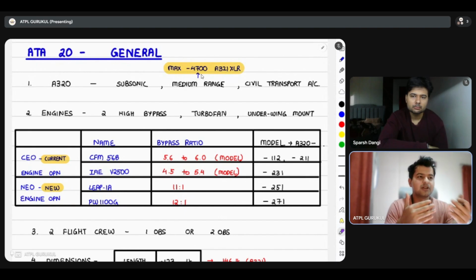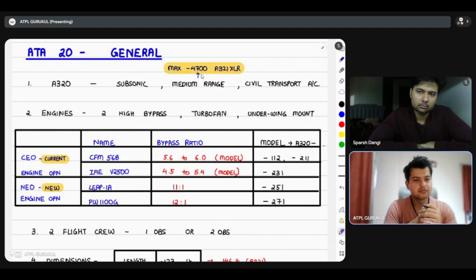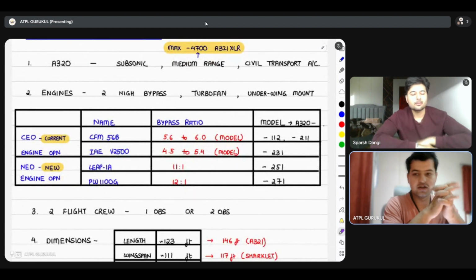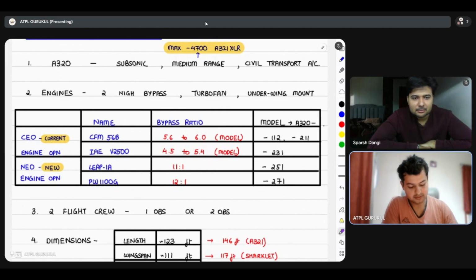Earlier the fuel consumption used to be like 2200 to 2400 kgs per hour. Now, with the help of the new engine, it has gone down to 1800 kgs per hour. You can calculate it's a good 20 to 25% reduction. Okay, so fuel costs have gone down. Any doubts? One second. Okay, now current engine option and new engine option. The very first type of engine that was created was the IAE V2500.